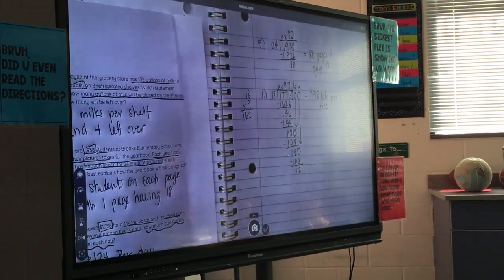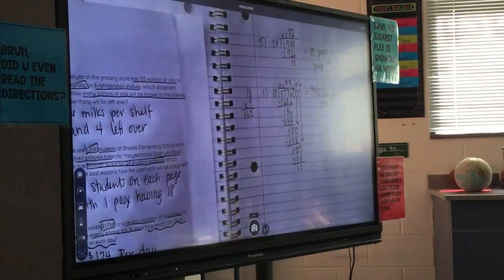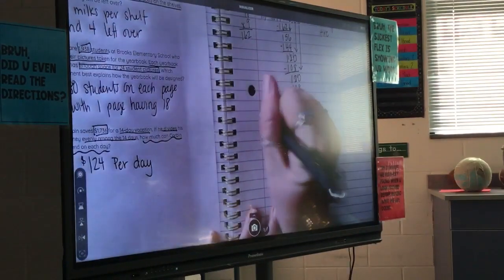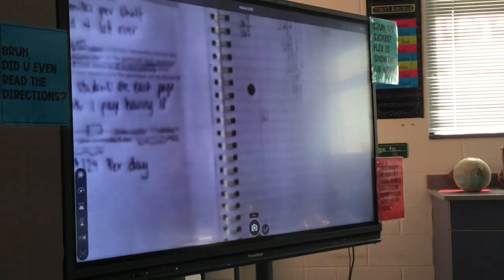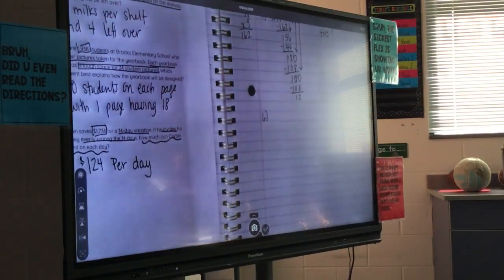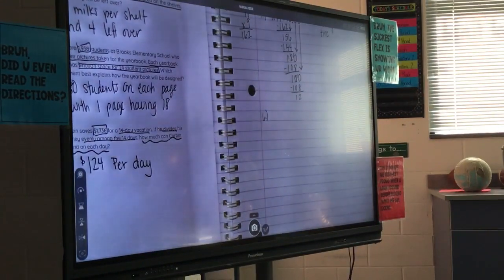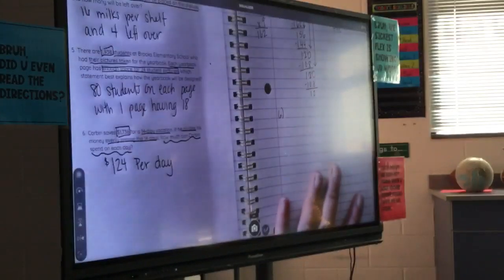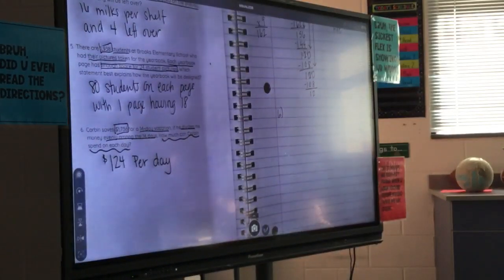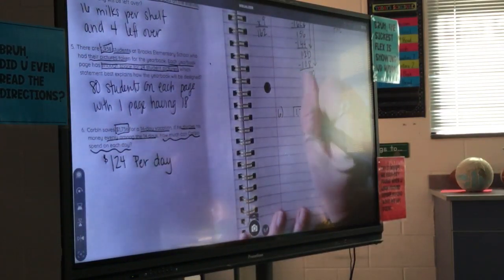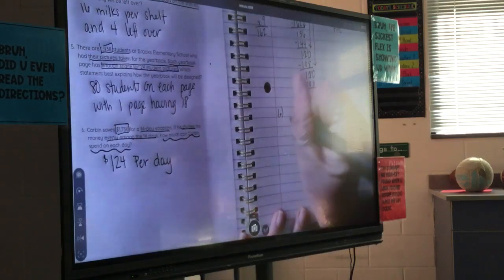Any other ones you would like to go over before we move on? 6. All right, number 6. Number 6 says Corbin saves $1,736 for a 14-day vacation. If he divides his money evenly among the 14 days, how much can Corbin spend on each day? All right, so we're going to divide 1,736 and we're dividing it by 14.